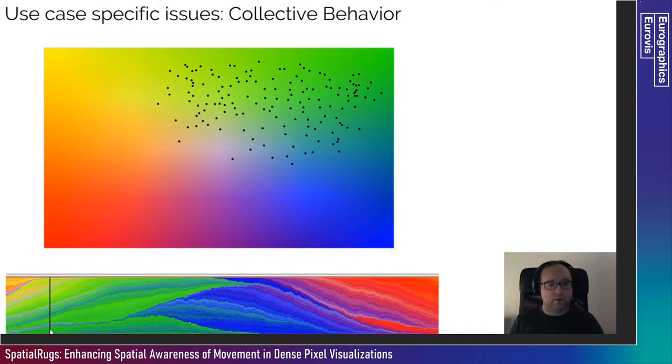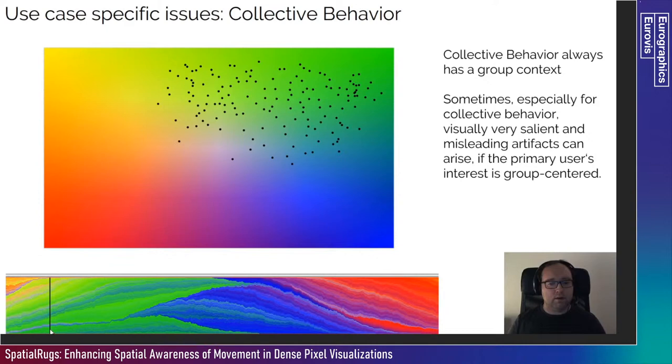In collective behavior, you always look at the group movement as a whole, either the individual mover moving within the group or the effect of the group on individual movers. But the analysis is always very group-centered, and sometimes visually very salient and misleading artifacts can arise if the primary interest is group-centered.